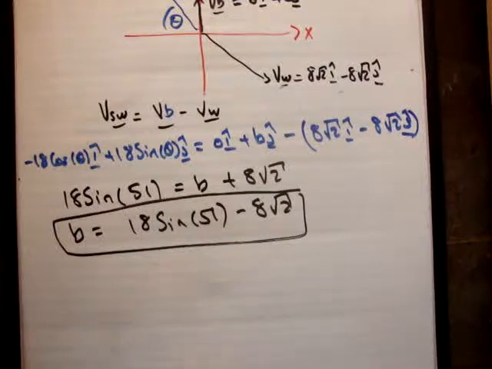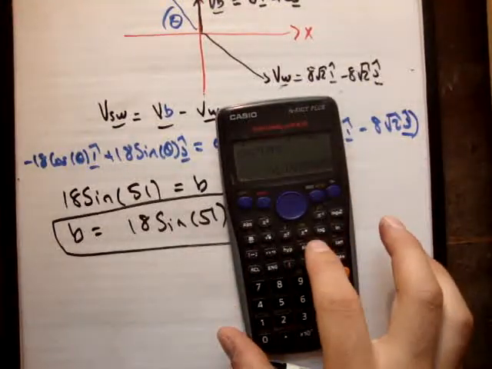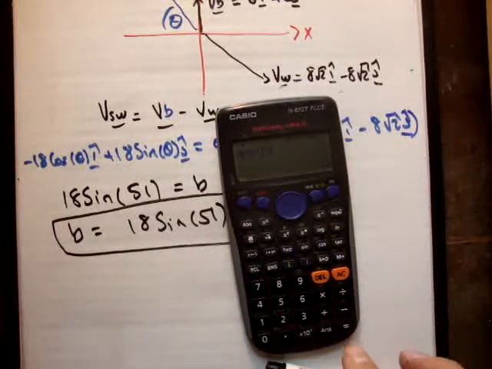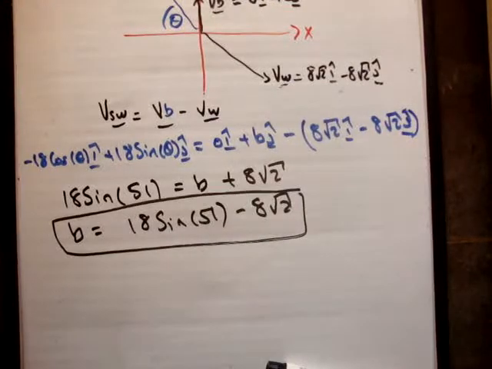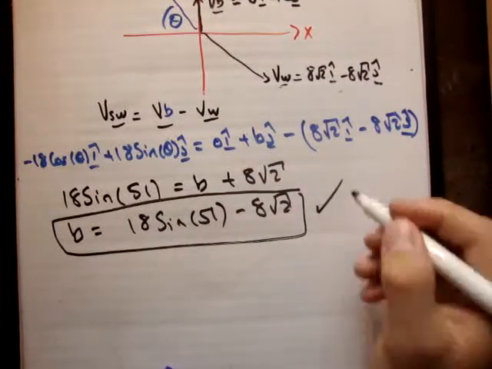Now, it wants it in a certain form, which, to be honest, I don't like doing, but I'm just going to have a look at the answer in the back of the book. So 4b, question 26. So 14 minus 8 root 2. Let's just check out what 18 times the sine of 51 is. Yeah, that answer is correct.